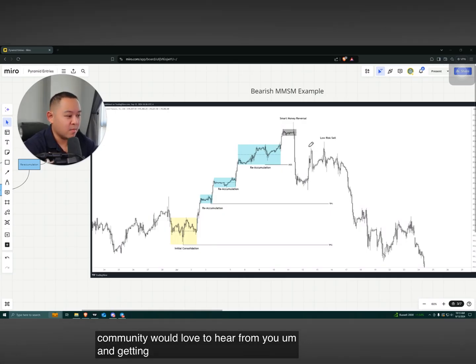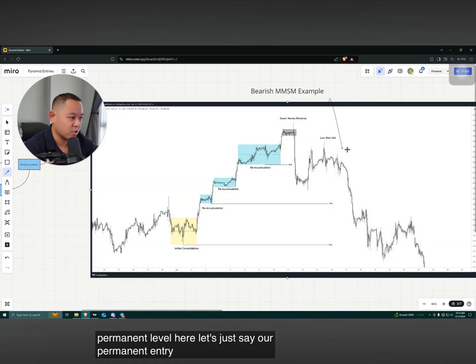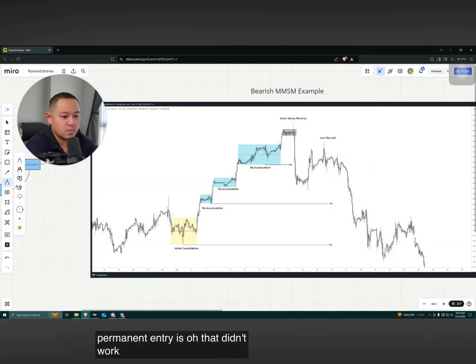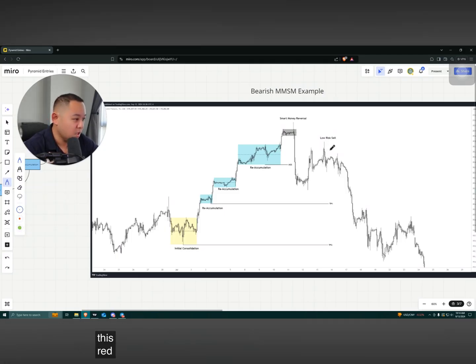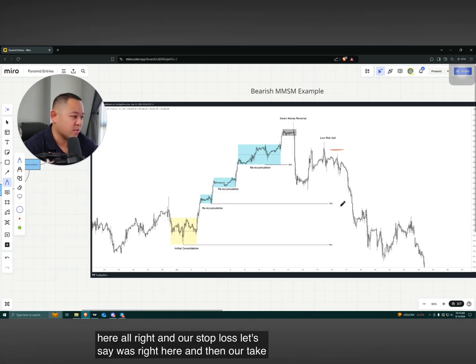And getting back to when to scale into trades, right? Where to have our take profits. So let's say our first entry is here. I'll use a pen here. Let me just make this red. Our first entry is somewhere in here. All right, and our stop loss, let's say, was right here, and then our take profit's down here.